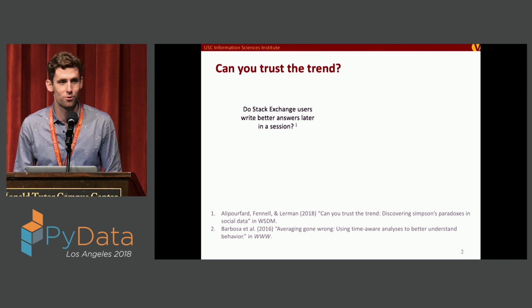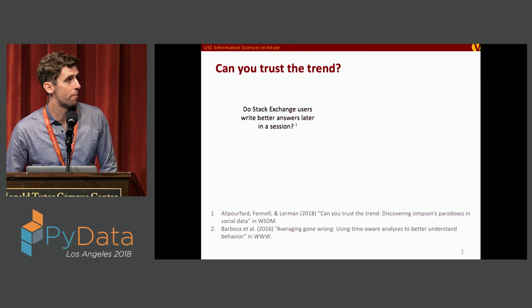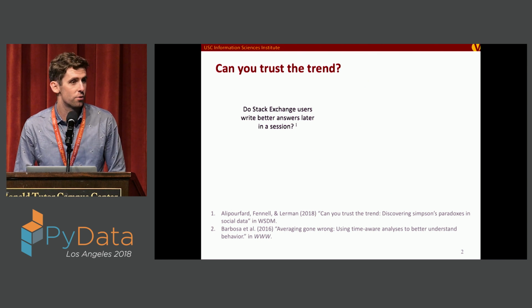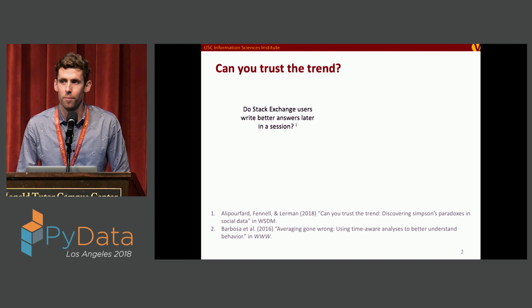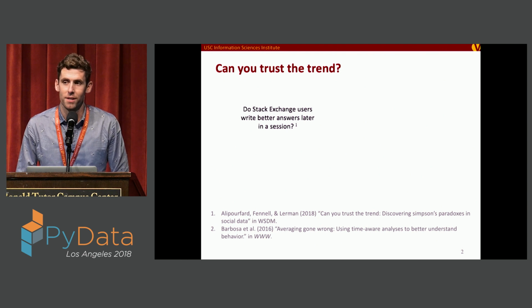Okay, so can you trust the trend? Do you want to be duped by your data? I'm a Stack Exchange question answerer. I log on to Stack Exchange at 8 p.m. and start answering questions one at a time. Do my answers get better as I answer them, or worse, or stay about the same? And here, when I say better, I mean the probability that they'll be accepted as the best answer.